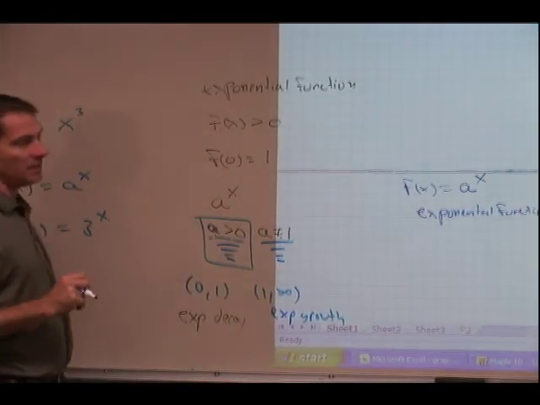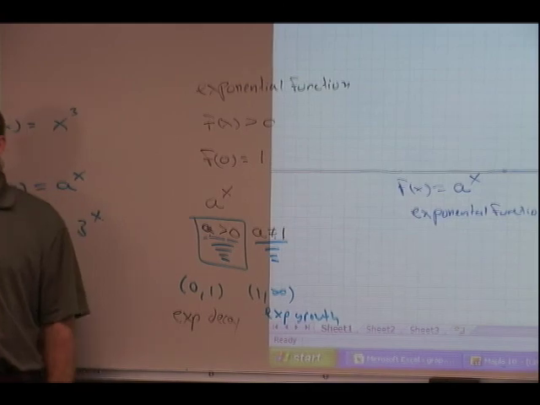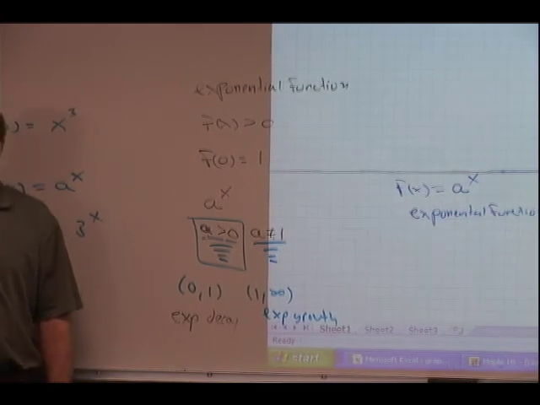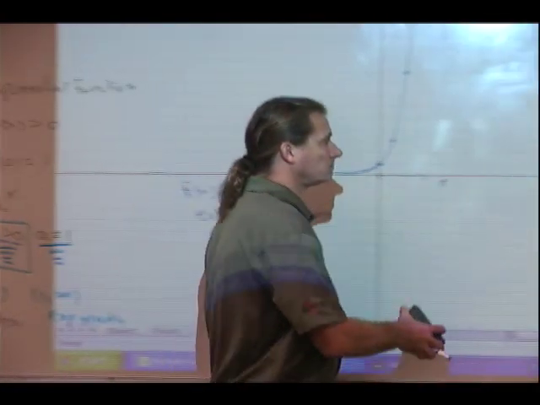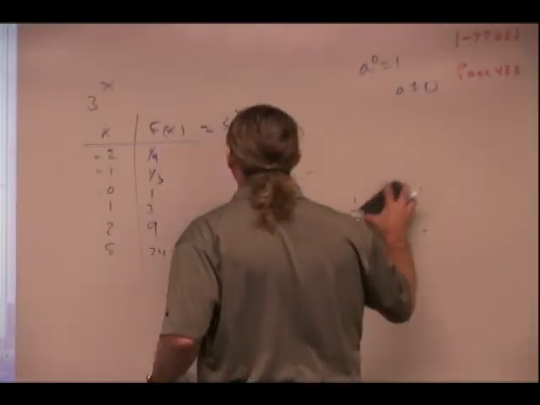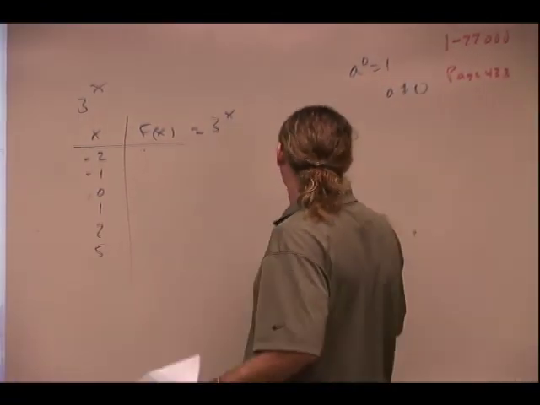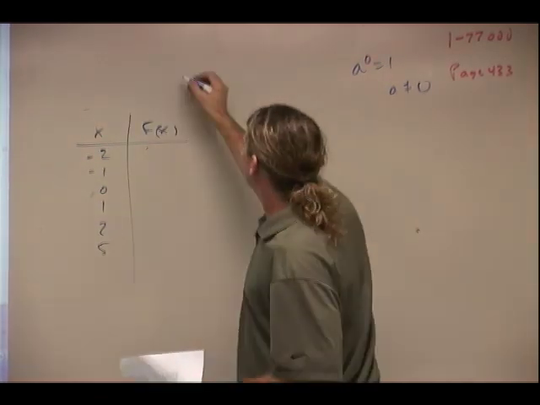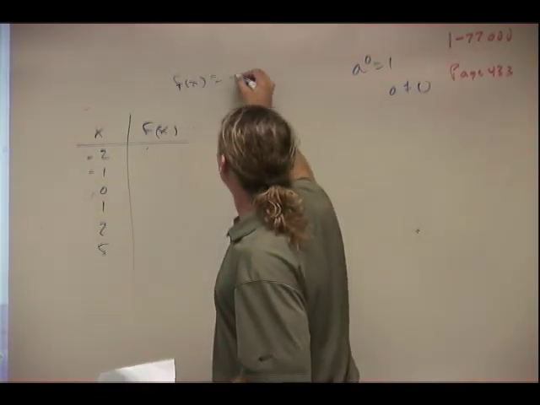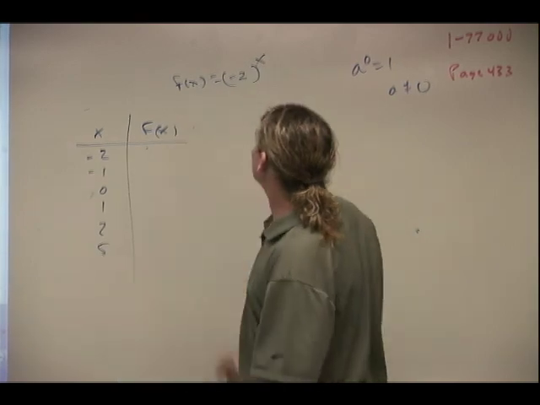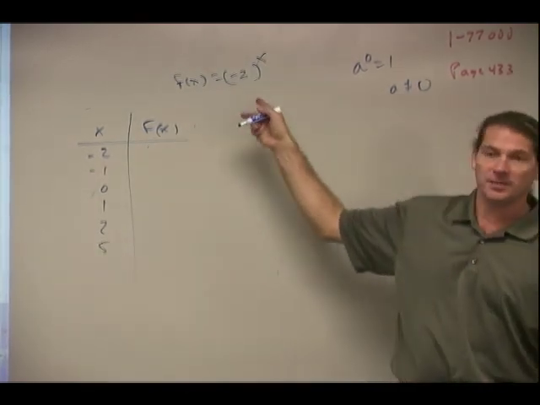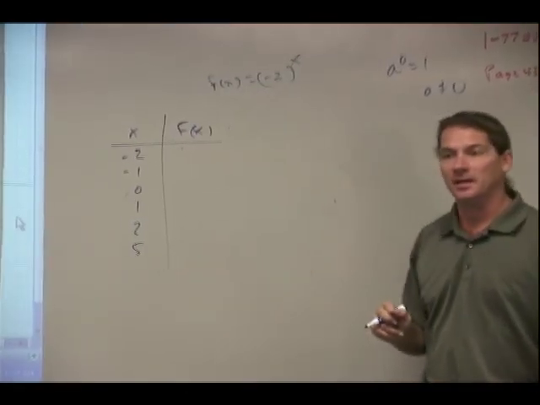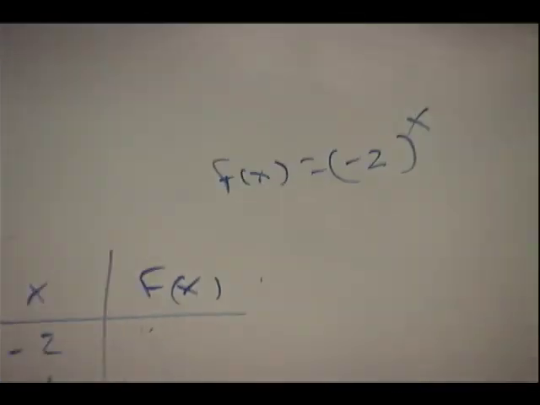Why not negative values for the base, though? What's wrong with that? For example, let's just redefine this whole function over here. This time we're going to say f of x is equal to minus 2 raised to the x. This is an illegal operation. You'll see why in a minute, but what's really going wrong here?